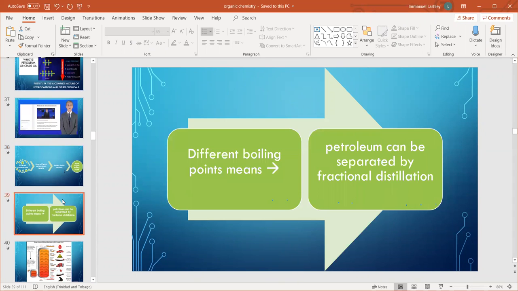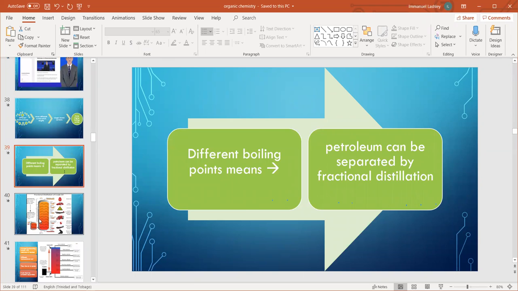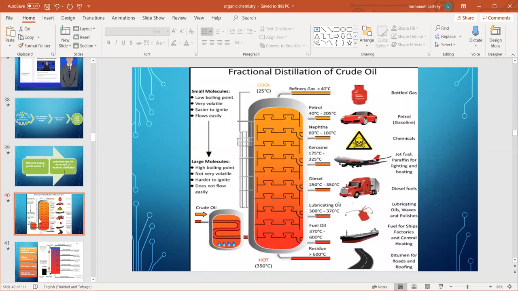So different boiling points of different hydrocarbons is telling us one thing, that petroleum or fuel can be separated by fractional distillation. And then the question you would ask me is, sir, what is fractional distillation? All right, let's not get ahead. Fractional distillation is the next thing that we're going to look at. It is made up of a fractionating column that separates crude oil, or petroleum, into different fractions. Because of this, we are able to get fuel oil that we could use in ships. We are able to get oils and waxes and polishes. We are able to get diesel to use for diesel engines. We are able to get kerosene, paraffin wax, naphtha, petrol, and your refinery gas and your cooking gas and so on.